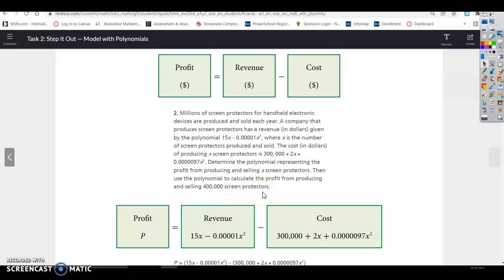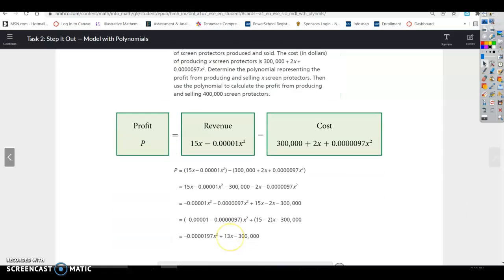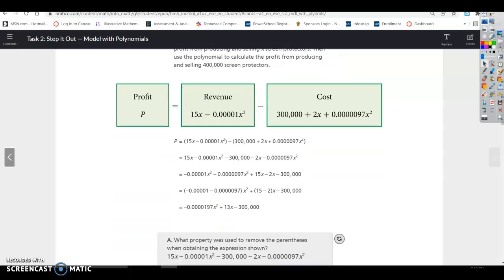Okay. So we know that profit equals revenue minus cost. So all we're going to do is take the information that was given. They took the expressions and they plugged them in right here with the formula. All right, so they went through several steps here. I'm going to show you a little bit easier, hopefully, way to do this.